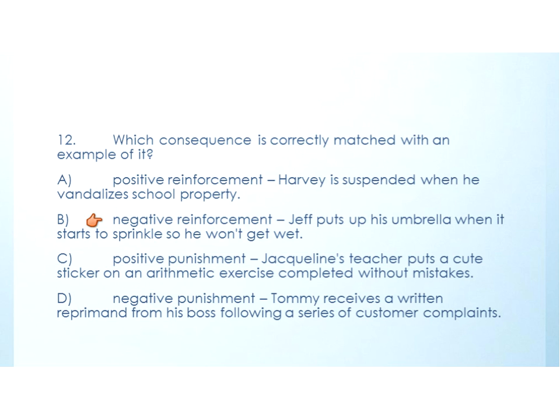Let's take a look at B. Jeff puts his umbrella up when it starts to sprinkle so he won't get wet. Does that look like a correct combination there? I do this behavior and it helps me avoid getting wet. That looks pretty good. Let's just make sure the other ones are also wrong, right? Takes away the getting wet. Positive punishment. Jacqueline's teacher puts a cute sticker on an arithmetic exercise completed without mistakes. That's not punishment. What's that?